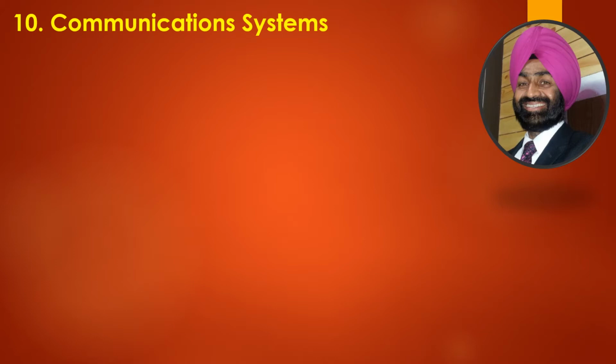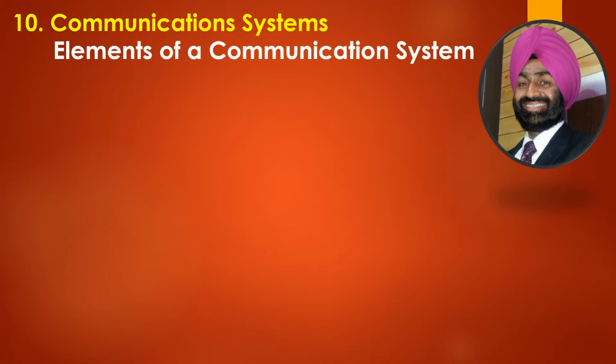So first of all, communication systems. You need to learn what are the elements of a communication system. Modulation, that is, why we need to modulate. What is modulation? What is carrier wave? What is a modulating signal? Why can't we transmit a signal directly without modulating it? So what are the requirements of modulation?